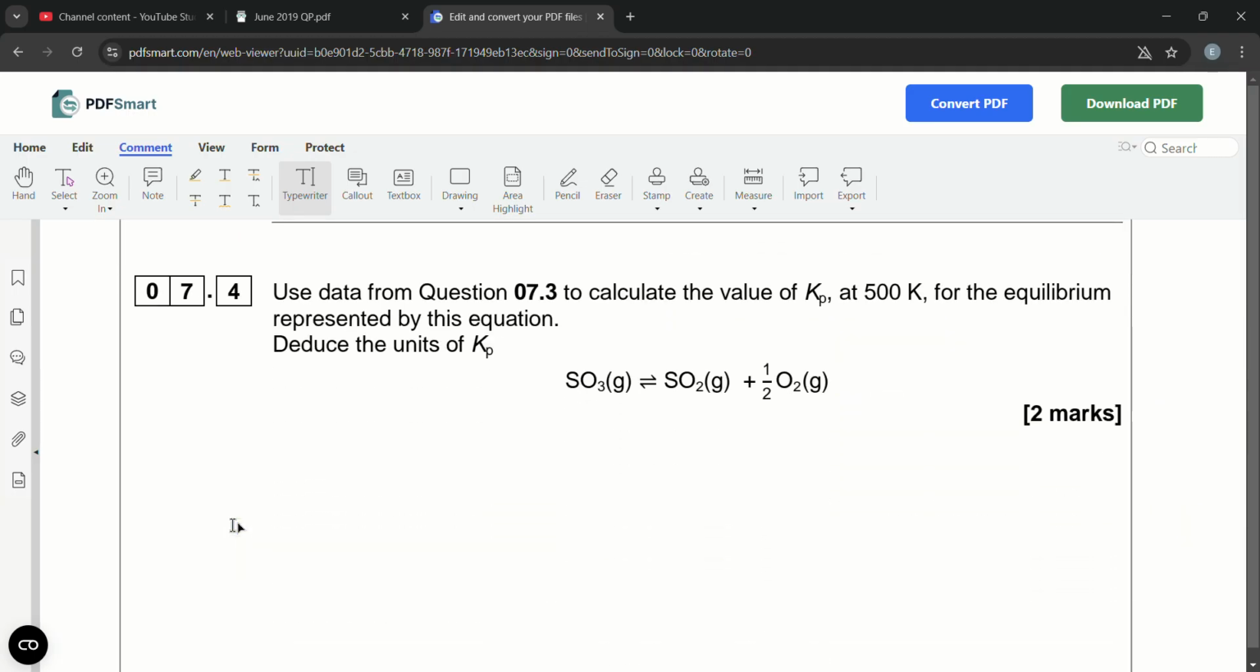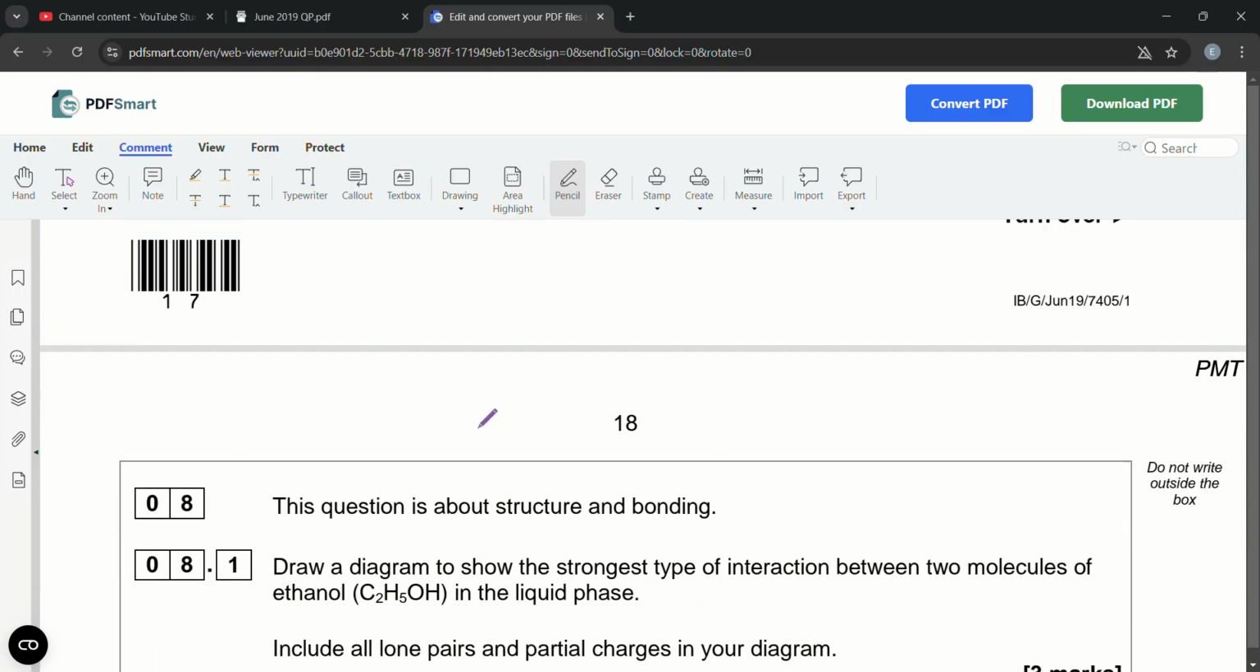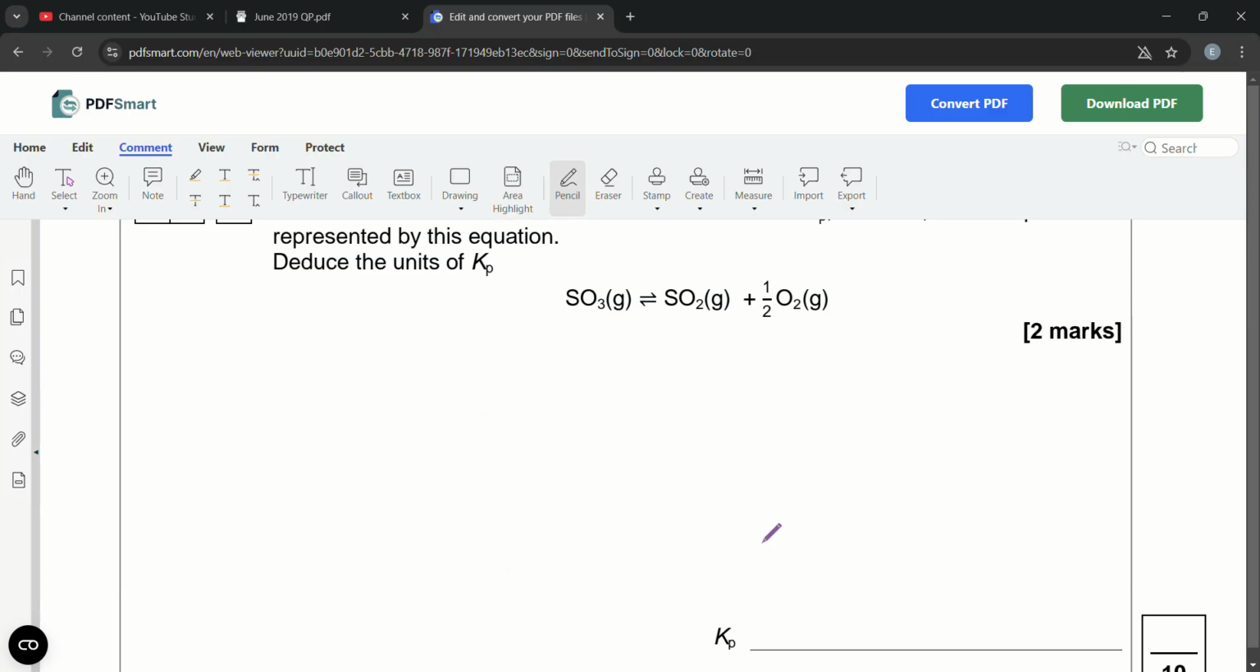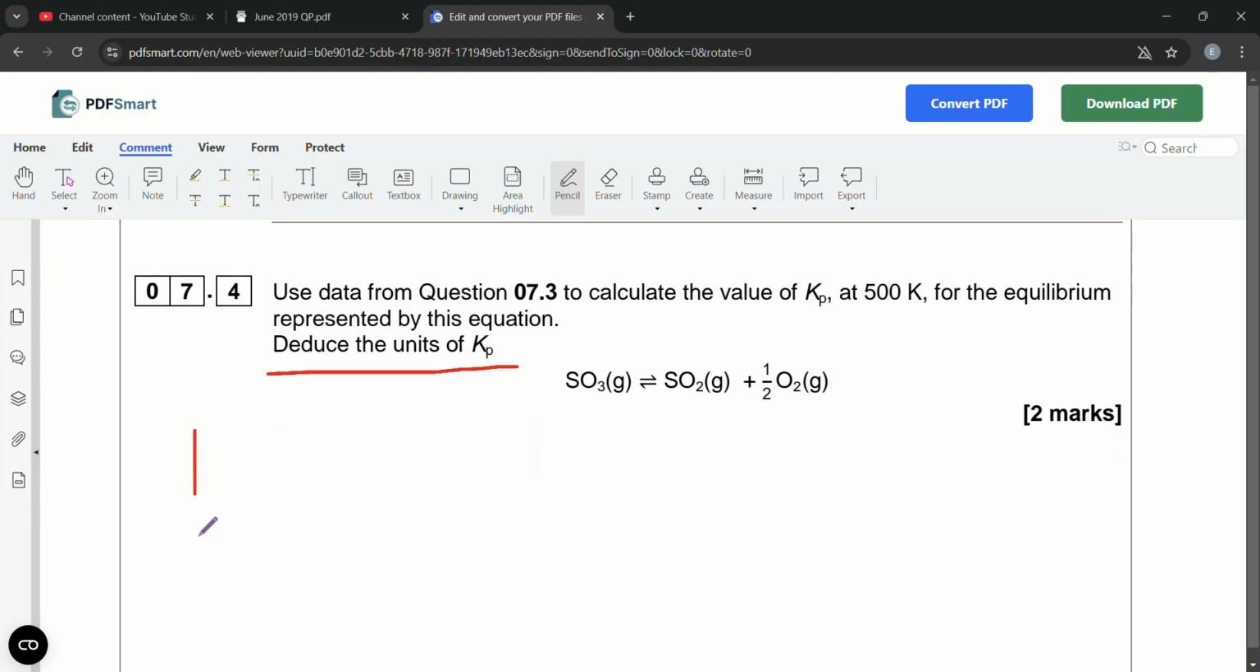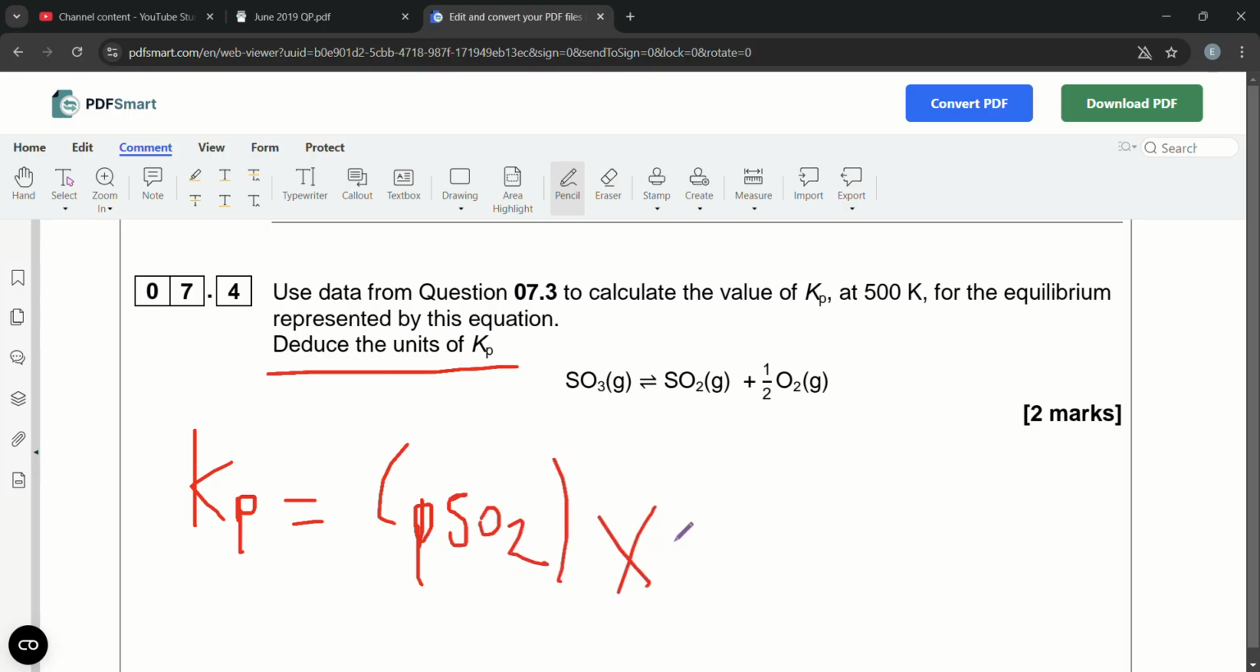And then 7.4, deduce the units of Kp. That's it for 2 marks. So use data from question 7.3 to calculate the value of Kp. Oh, we're trying to calculate the value of Kp as well. I just saw the deduce the units. So for Kp, I'm going to do the whole of it just to show you guys. Curly brackets of SO2 times O2.